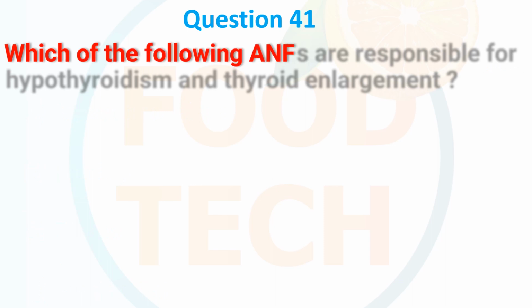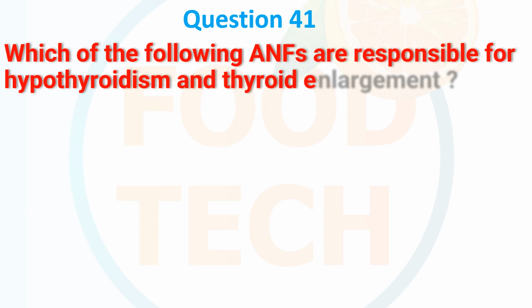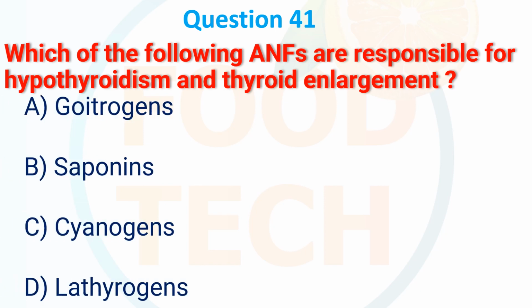Which of the following ANFs is responsible for hypothyroidism and thyroid enlargement? A. Goitrogen. B. Saponin. C. Cyanogen. D. Lathyrism. The answer is A.